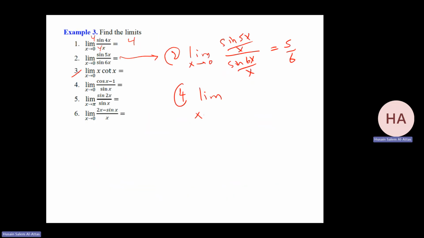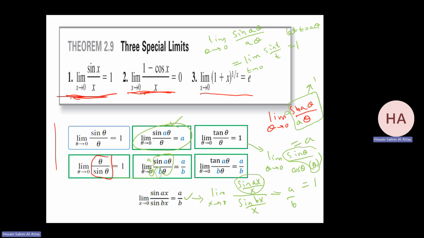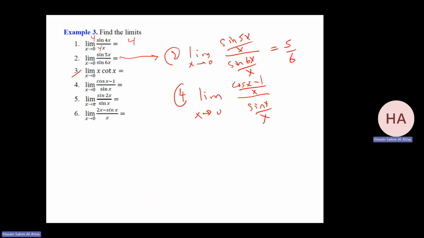As x goes to 0, what I will do, I divide by x, numerator and denominator. Cosine x minus 1 over x, and this is sine x over x. I'm just multiplying by 1, which will not make a difference. But be careful in that. 1 minus cosine x over x, as x goes to 0, gives me 0. And the same thing, if it is cosine x minus 1 over x, it will be minus 0, which is 0. So there is nothing to worry about. So that gives me 0 over 1, which is 0.